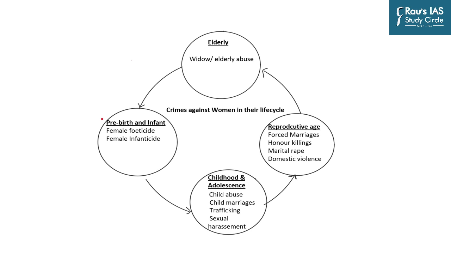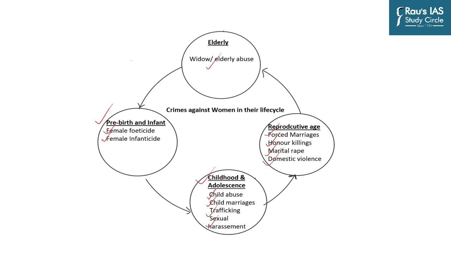And the crimes against women actually start, especially in Indian society, when they have not even taken birth. For example, in the form of female feticide and female infanticide just after they have taken birth. Then as they grow up and reach childhood and adolescence, we have problems of child abuse and child marriages, trafficking and sexual harassment. All these are crimes. When they reach their reproductive age, forced marriage, honor killings, marital rape and domestic violence are some of the peculiar violence faced by women. And of course, as they grow old, the problem of elderly abuse is quite common in Indian society.